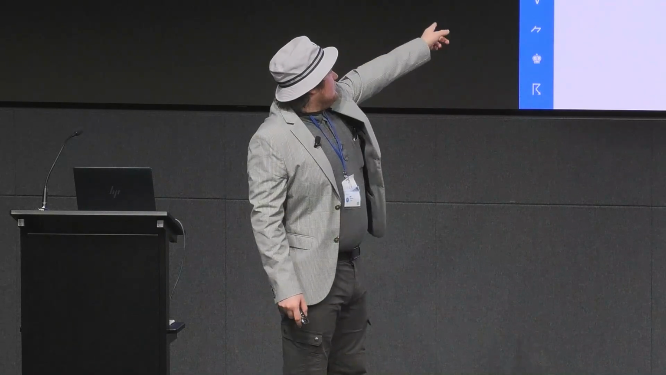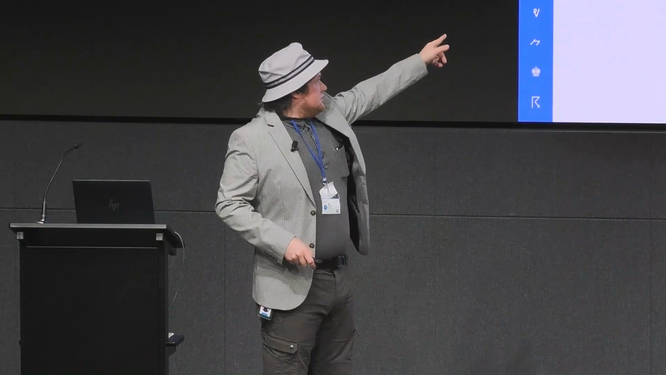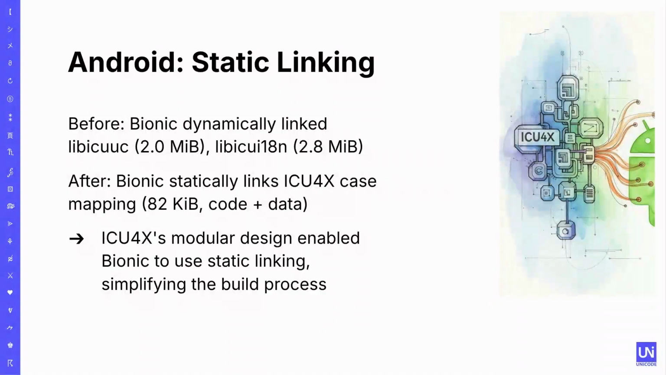There are pros and cons to these approaches, but what Android was able to do was take ICU4C, which is a 2 megabyte dynamically linked library, 5 if you add both of them together, and take ICU4X and statically link it directly into the Android C library, which added just 82 kilobytes. They don't have to link to these large DLLs anymore. Now they can do the compile-time linking of ICU4X into their program, which simplifies their build process. ICU4X's modular design enabled them to do this.